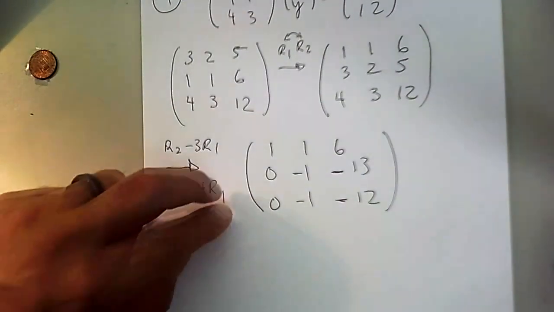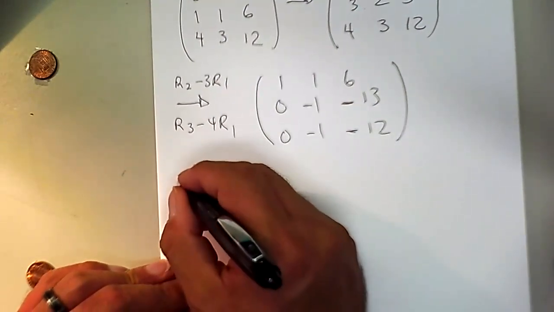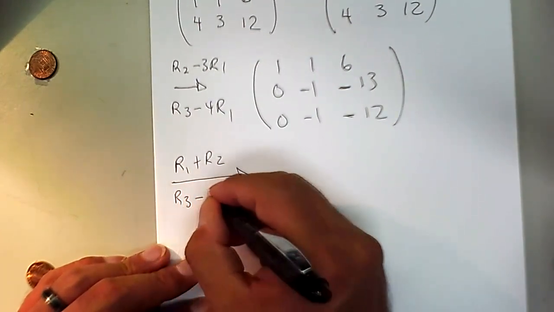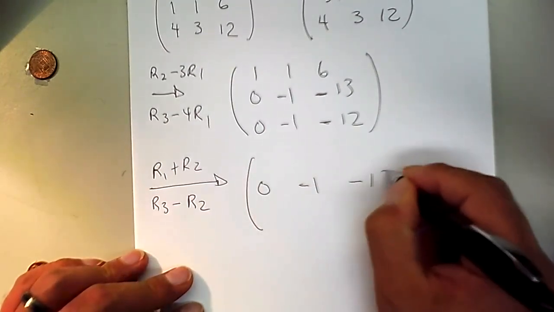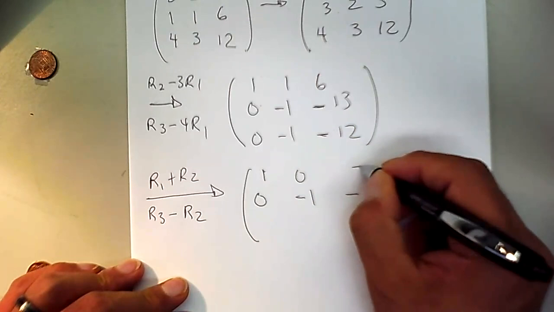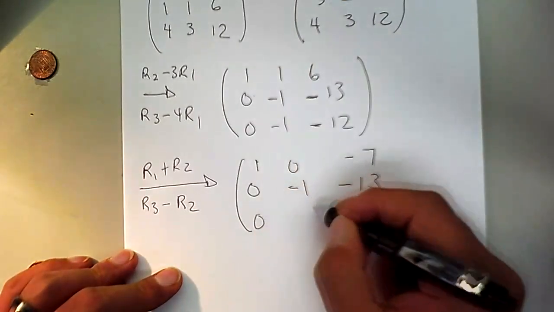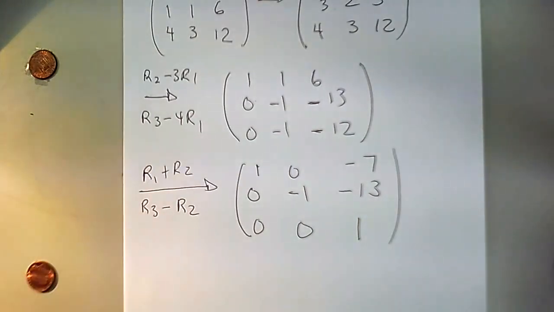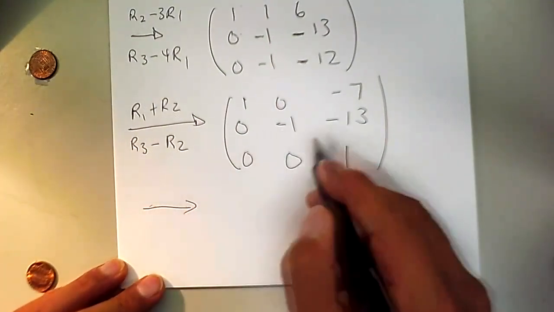Yep. Okay, now let's subtract. In the next step, we're going to add R1 plus R2, and we're going to take R3 and take away R2. So R2 is going to remain as is. So when we add, we get 1, 0, negative 7. When we subtract, we get 0, 0, 1. Let's multiply the second row by negative 1.